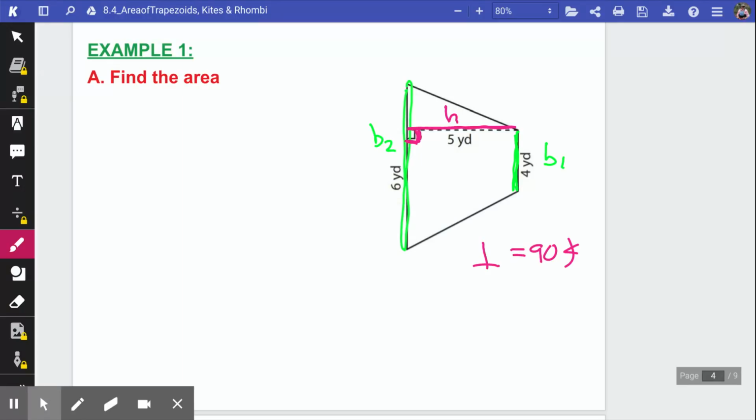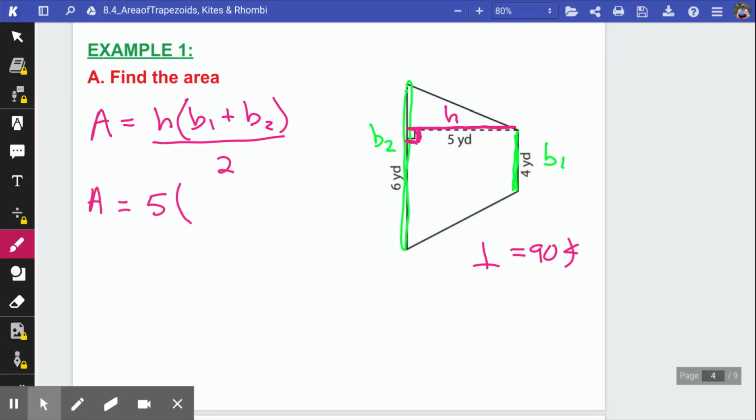So if we write out the formula, area is equal to the height multiplied by the sum of the bases divided by 2. So let's fill it in with what we know. We know our height is 5, and we know our bases are 4 plus 6, all divided by 2. And then we're just using order of operations to combine to solve this problem, to evaluate that expression.